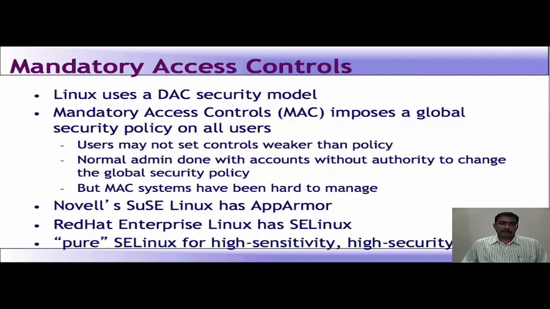Mandatory access control. Now, in the discretionary access control model, we have seen the owner of a given system object can set whatever access permission on that resource he or she likes, right? So that is the DAC security model. The user who creates a file on a MAC system, a mandatory access control system, generally may not set access controls on that file that are weaker than the controls dictated by the system security policy.